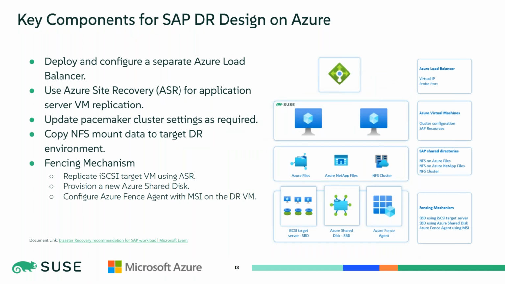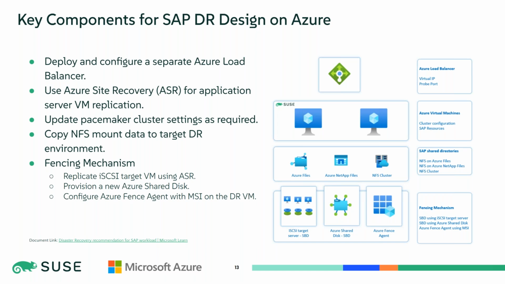If we look into a typical SAP environment like SAP NetWeaver, which has database, central service, and application layer. Now, the database and your central service are configured as high availability components. The high availability configuration requires Azure Load Balancer. It requires shared directories, which run on NFS on Azure Files, NFS on NetApp Files, or an NFS cluster. And it has different functioning mechanisms. So all these high availability features you need to take care of when you are doing a failover on the DR site as well. So we'll talk about each component.